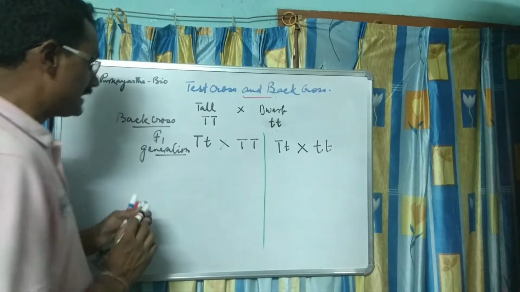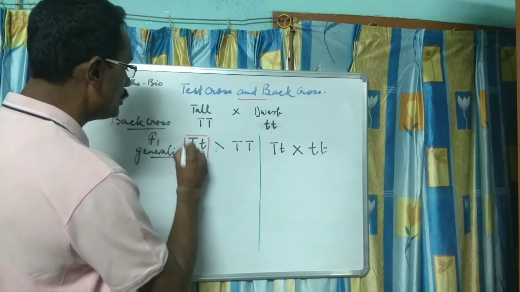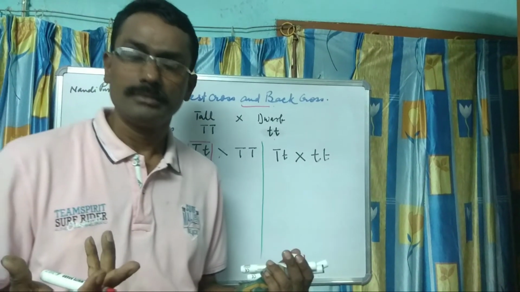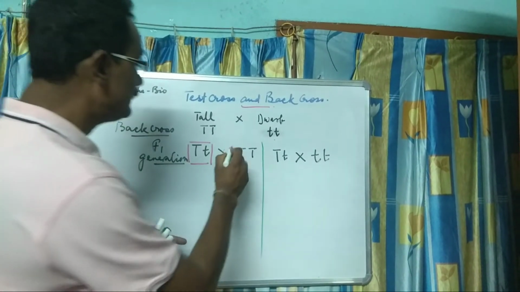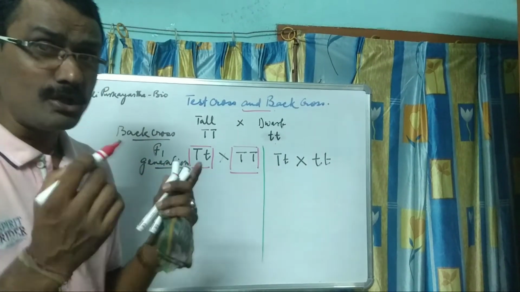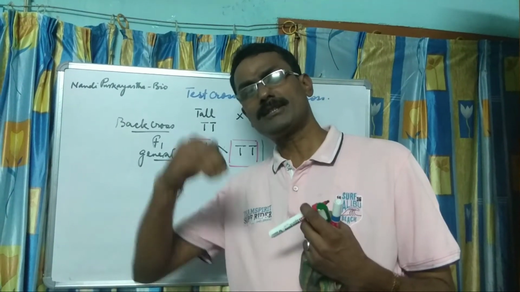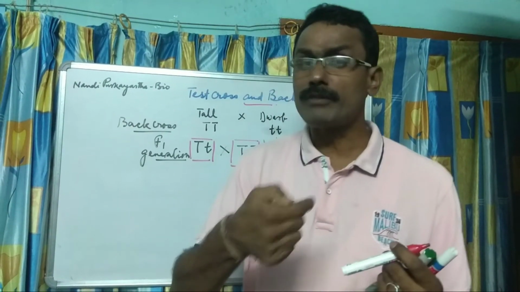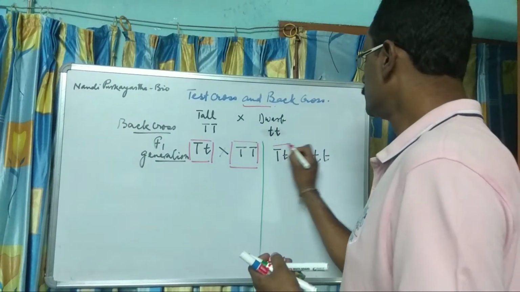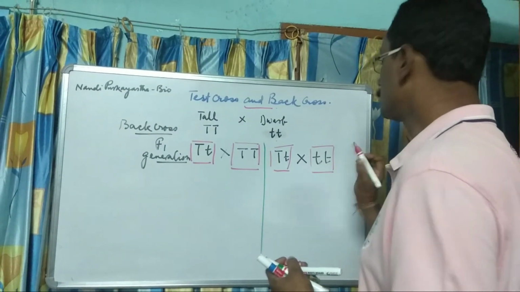That means this one is the F1. Try to get it. F1, the offspring that we got. Got it? And this one is the homozygous parental generation. So the back cross, when you speak of it, the F1 generation is crossed. Back means going behind, with any one of the parents. That is back cross. This one also the same. This one is crossed with this one.